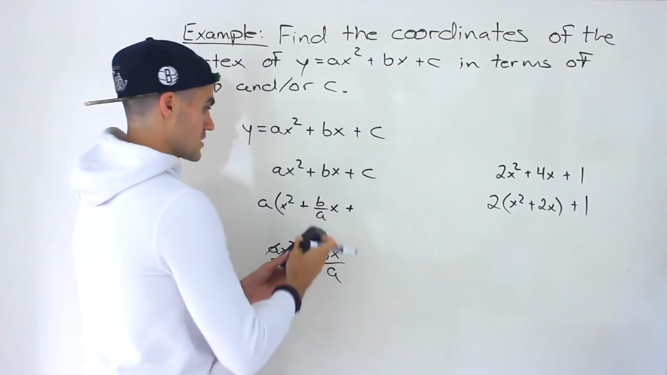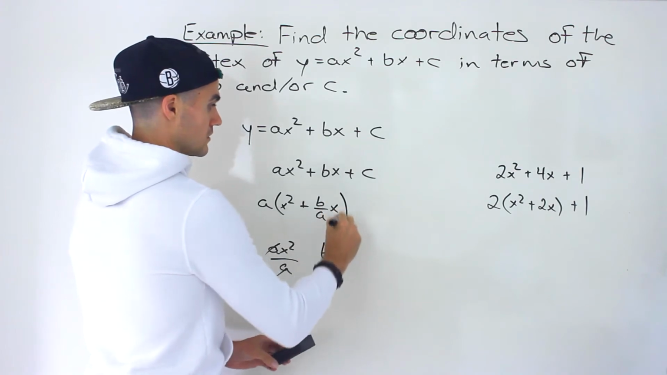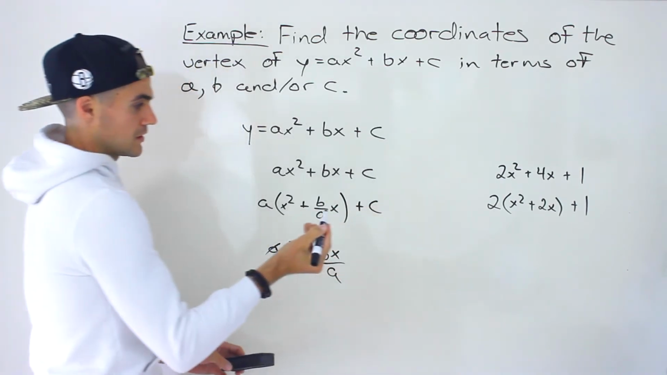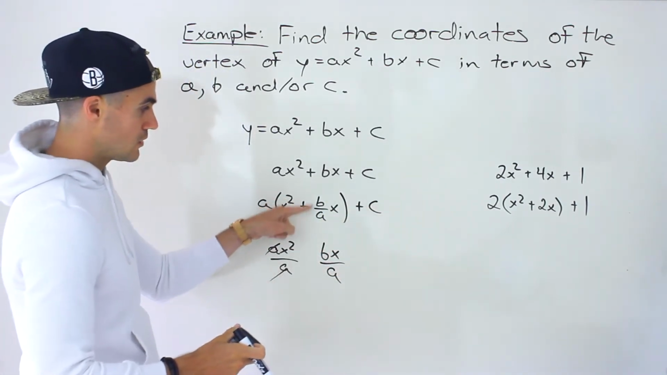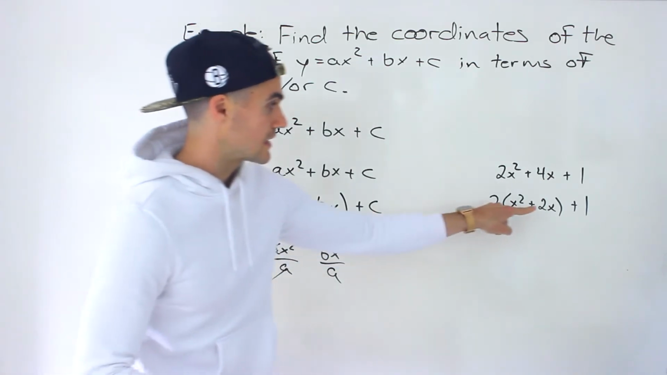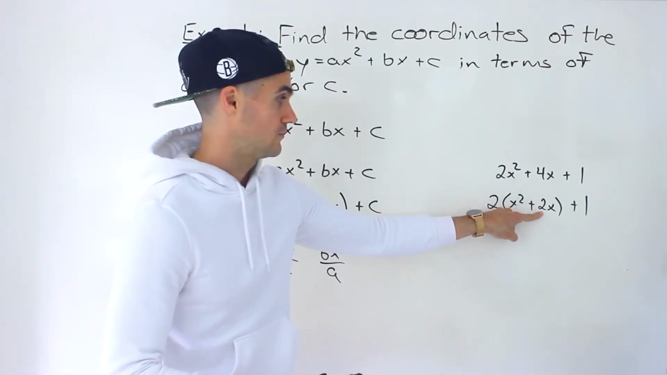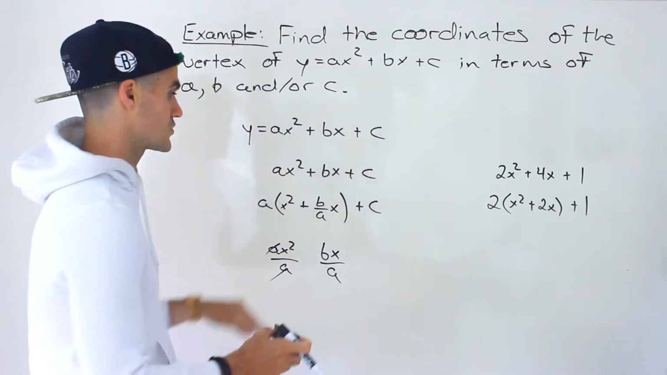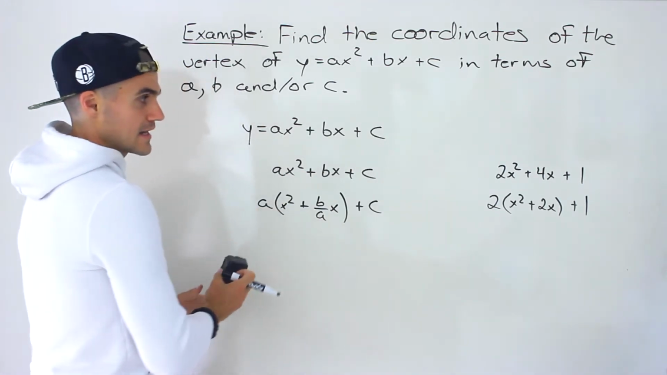And then we close the bracket, and then we've got the plus c, like that. So this b over a in front of the x value, it's like this 2 over here. Okay, so hopefully you're following along so far. And then what is the next step?